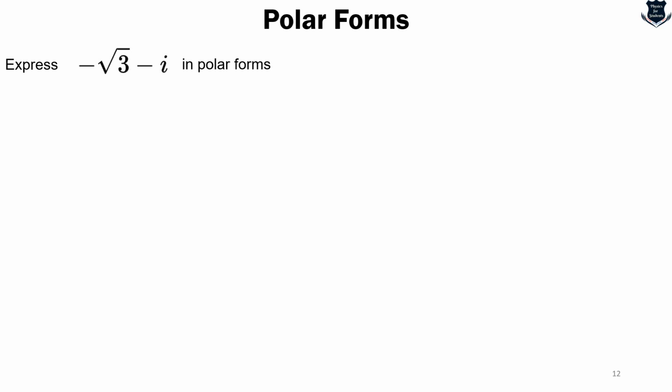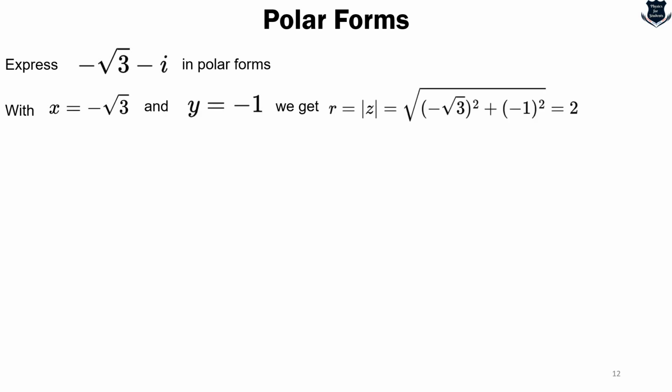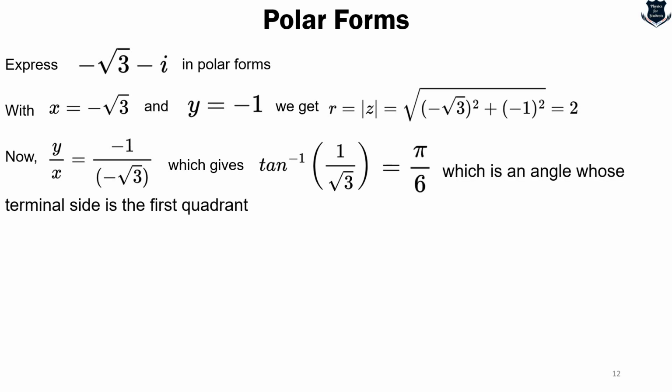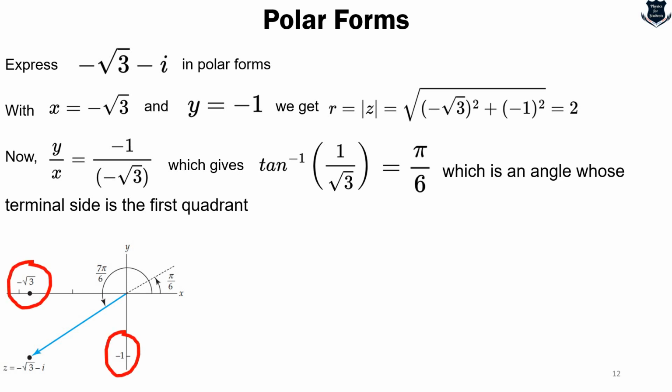Let us suppose I try to express this in polar form. With x equal to this, we get y equals 1, and from here I can calculate r equals 2. Now we know that y by x will be equal to this value, which gives tan inverse, and obviously it leads to pi by 6. Now this is an angle on the terminal side of the first quadrant. What do I mean by that? Let you see this diagram, you can understand. So here is minus square root of 3, here is minus 1. So this pi by 6 is on the terminal side of the first quadrant.